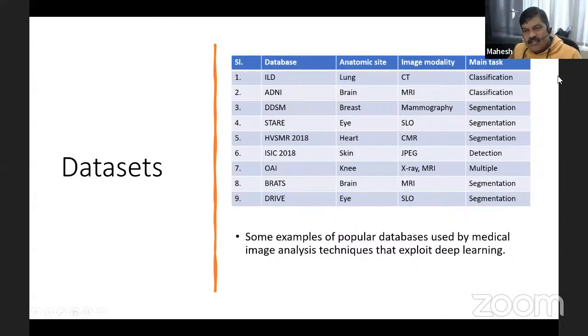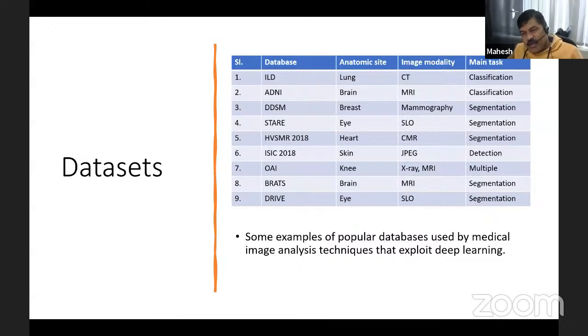So this is the list. I have collected different data sets: ILD, ADNI, DDSM, STAYER, HVS EMR, ISIC, OAI, BRATS, Drive. Out of these data sets, we have worked on the STAYER data set, Drive data set, and BRATS data set. These are very popular data sets.